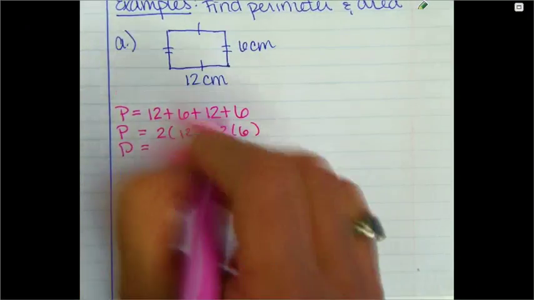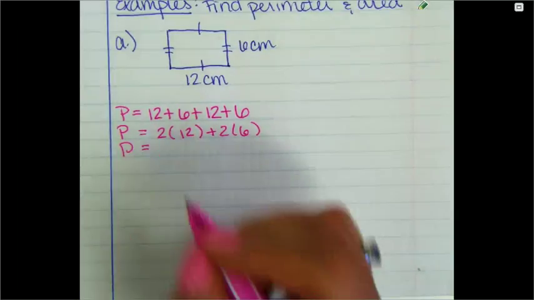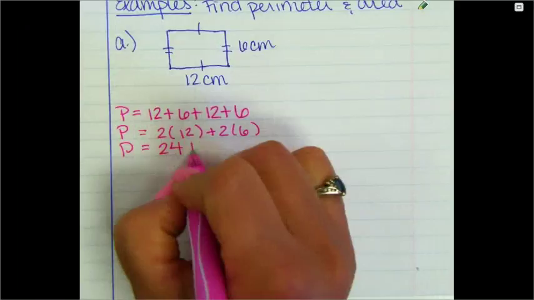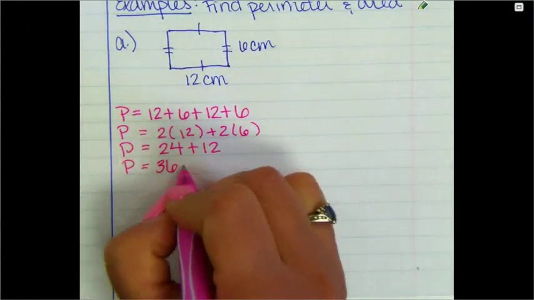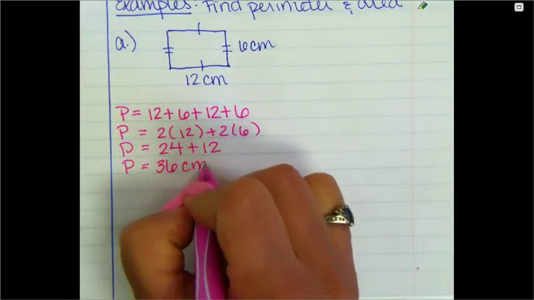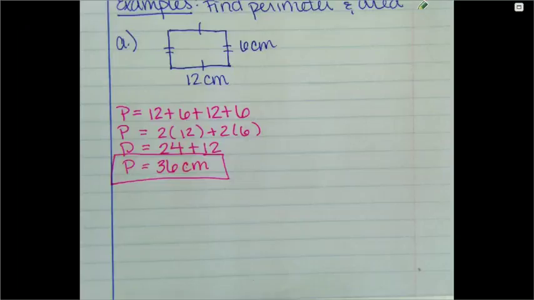So go ahead and multiply or add. It doesn't really matter. I want you to multiply. So what's 2 times 12? 24. And what's 2 times 6? And what does that add up to be? 36 what? Centimeters. Okay.